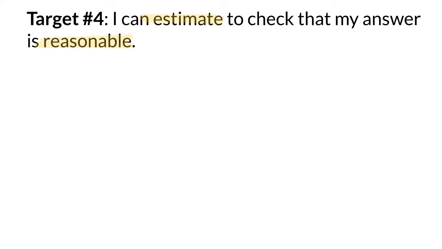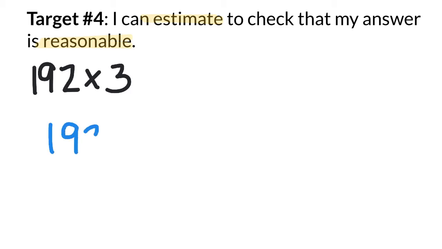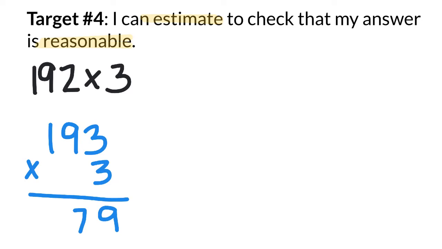So let's first have an example multiplication problem and we'll find the exact answer. We have 192 times 3. Let's first use the standard algorithm to find the exact answer. So we can put our two numbers on top of each other and multiply place value by place value. 3 times 3 is 9. 3 times 9 is 27, so I write my 7, carry my 2. And then finally, 3 times 1 is 3, plus the 2 I carried is 5. So my exact answer, at least on my first try, is 579.